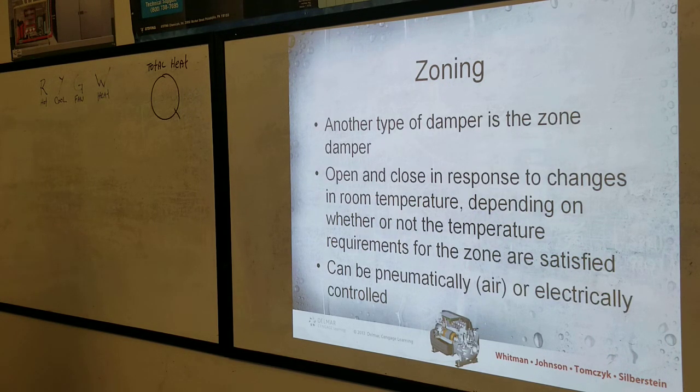Zoning. Another type of damper is the zone damper. It opens and closes in response to changes in room temperature, depending on whether or not the temperature required for the zone is satisfied. It can be pneumatically (air) or electrically controlled.